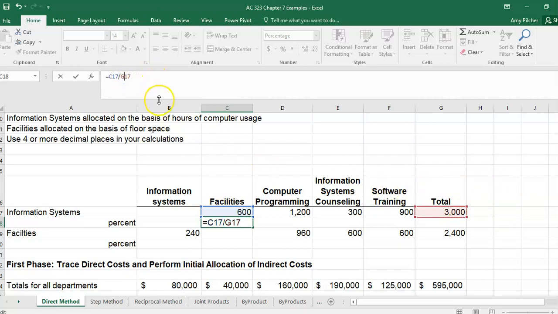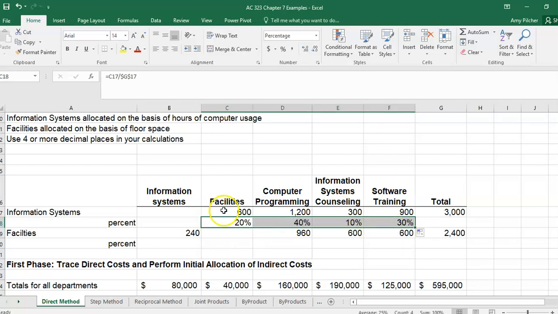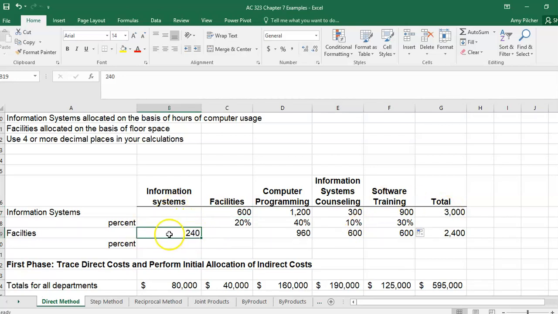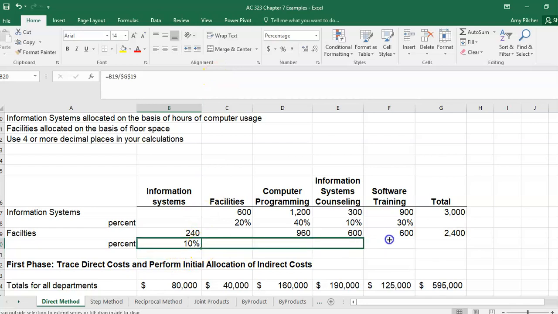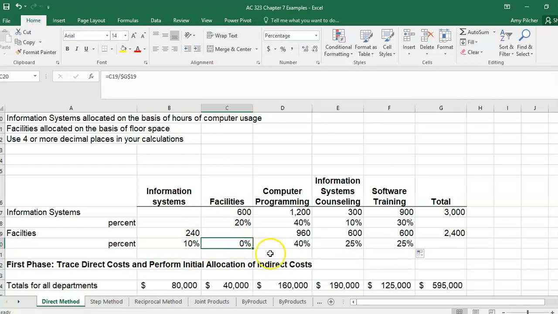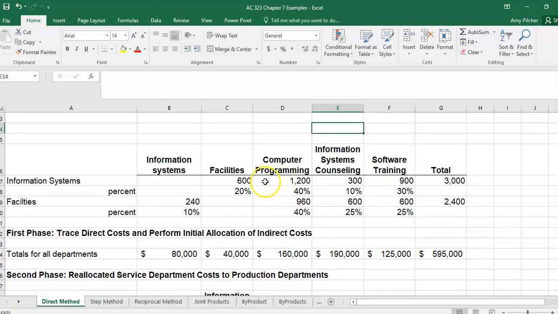We can lock that cell and then we can copy our equation over. But it's just the hours used divided by this 3,000 total usage. For facilities, we do the same thing. It's square foot. So we use the percentage, it's the amount used divided by the total available. I'm going to lock that cell and carry that across.